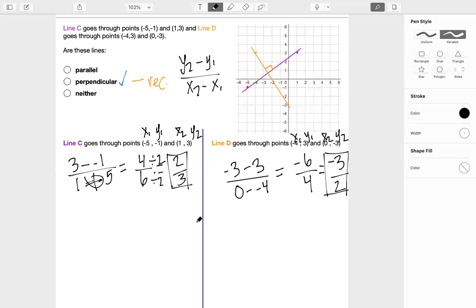How do you know that it's the negative reciprocal? Well, let's check this. If we have 2/3 times -3 over 2, let's see what happens when we multiply. This is supposed to be a multiplication symbol. 2 times -3 gives us -6. 3 times 2 gives us 6. When we reduce this, we get -1. This proves that 2/3 and -3 over 2 are negative reciprocals, which proves that these two lines are in fact perpendicular.